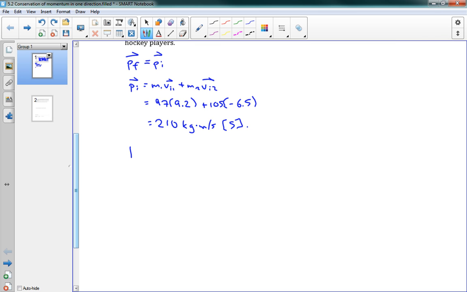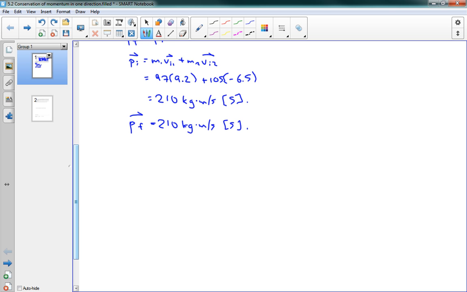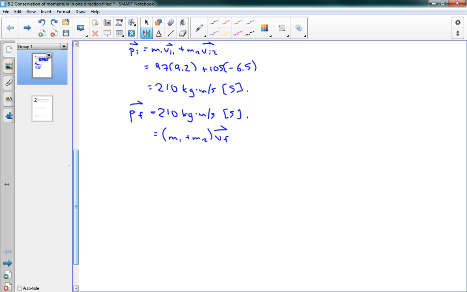That means that our final momentum has to be the same thing. So we can say the final momentum is equal to that, 210 kilogram meters per second south. And it is also equal to m1 v1 plus m2 v2. Now in the end they're going the same speed, so I can say m1 plus m2, they're going together with this same vf. And we want to find what that final velocity is. So we can rearrange this equation. Vf is equal to our final momentum divided by m1 plus m2.